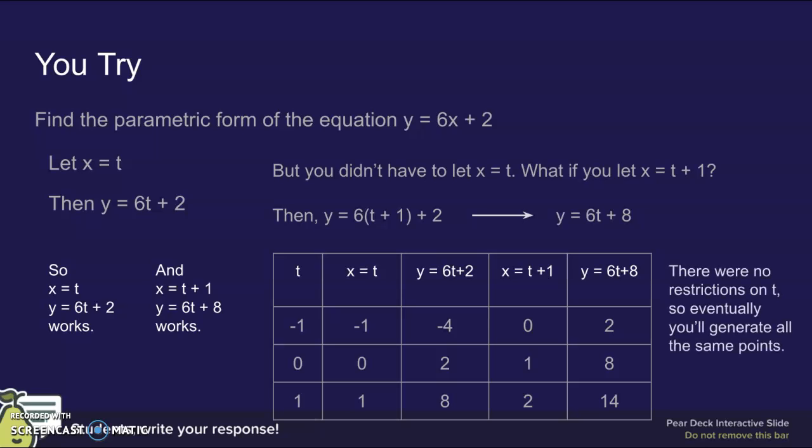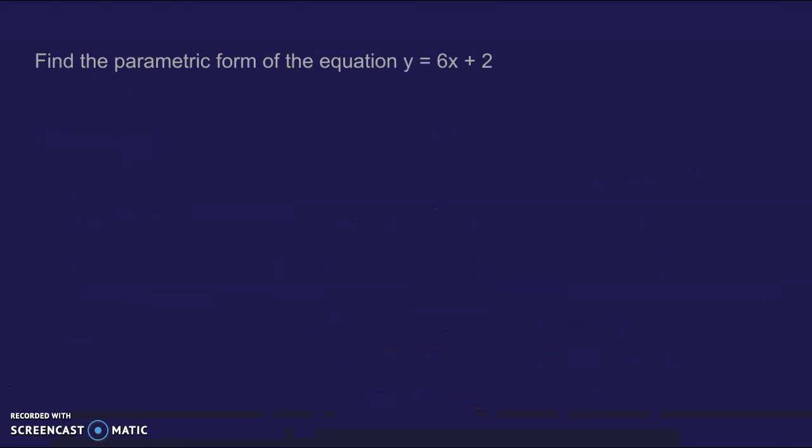And you're going to notice there are no restrictions on t. Eventually, I'm going to generate all the same points. They're staggered by 1, but I'm going to get all of them. I'm going to get the same line.